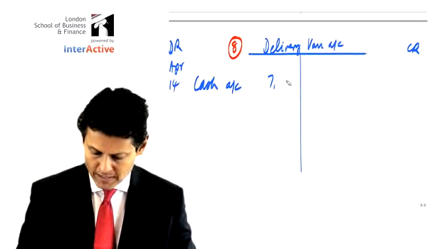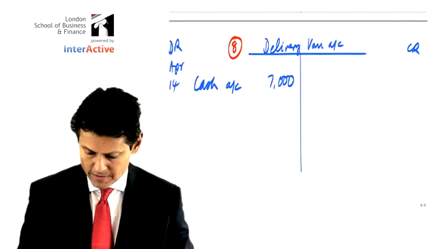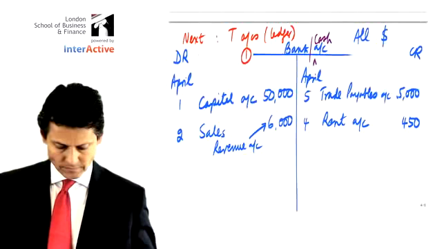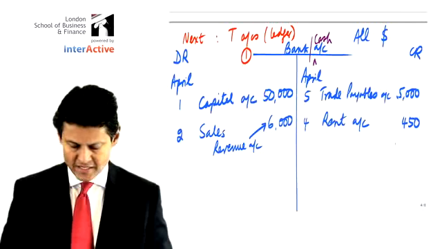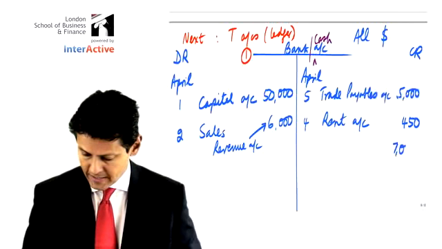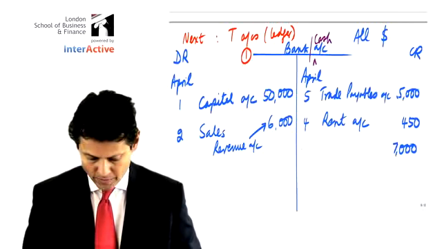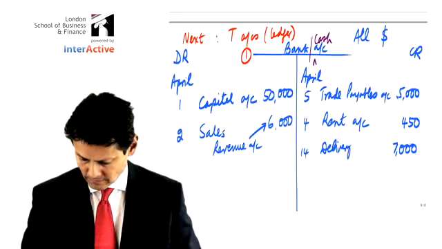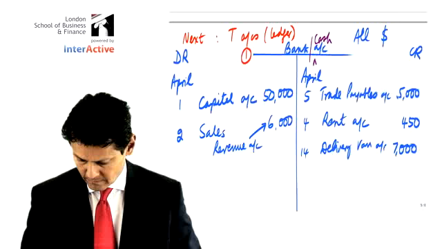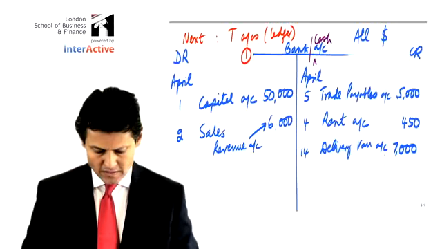Better write that a bit more neatly, sorry. 7,000. So let's go back to the cash account and put that onto the credit side. Shall we do that? Here we are. This is the bank account. I hope you put that 7,000 onto the credit side, because that's where it belongs. Delivery van, 7,000.